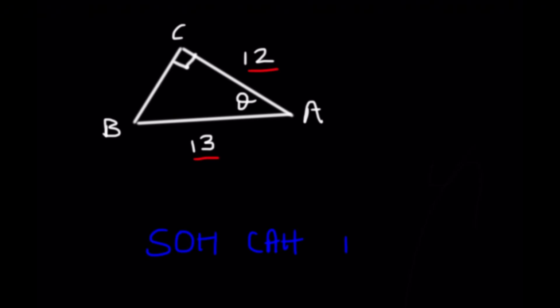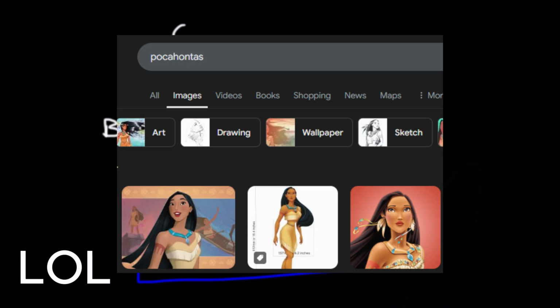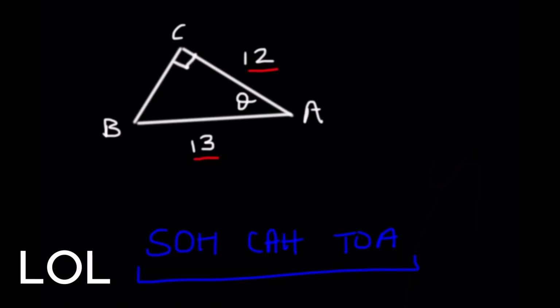You probably learned it. And I don't know if it's only me, but when I hear this term, I think of Pocahontas. I don't even think about right triangles. I just think of Pocahontas. It seems like a Native American word, SOHCAHTOA. I don't know, I think I'm being racist here.